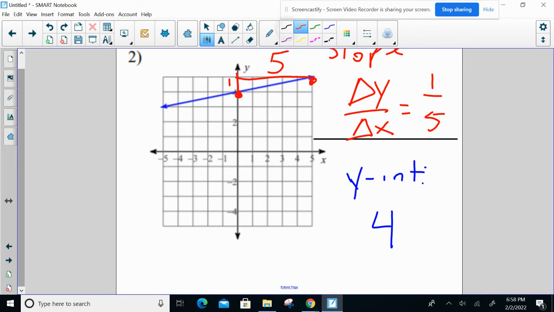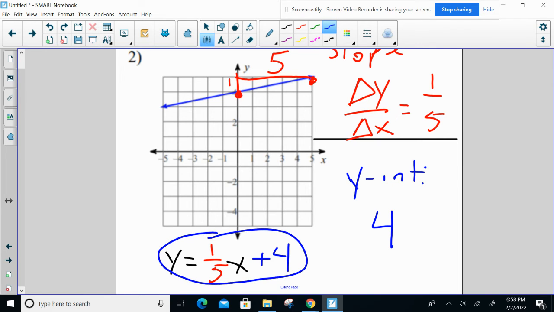So your equation is always put the growth next to the x. The y-intercept is the starting value. Kind of just hangs out there by itself. So there you go. So this line starts at 4 and grows by 1/5, or 1 over 5.